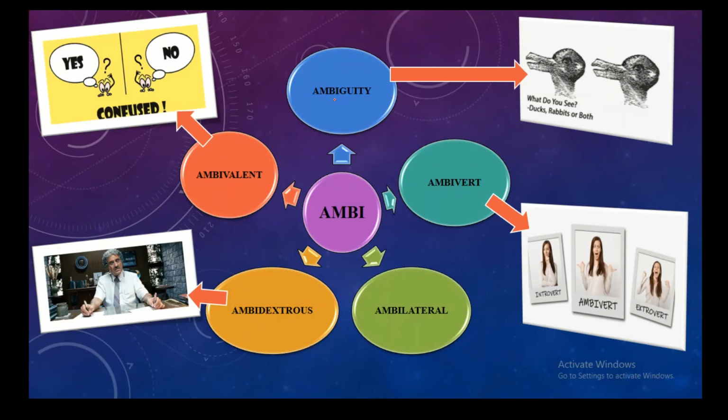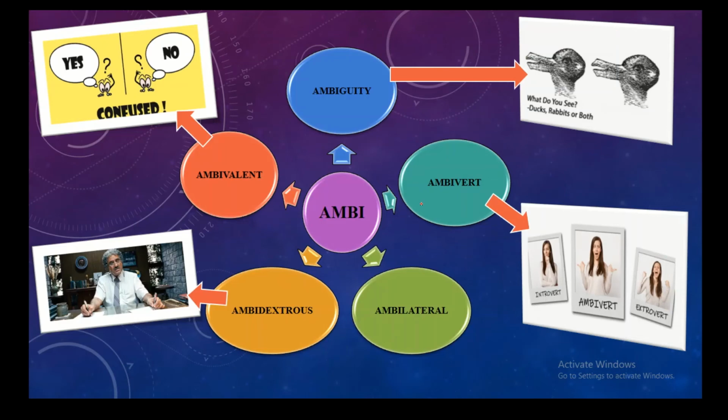First one is ambiguity. Ambiguity meaning the quality of being open to more than one interpretation or inexactness. That is the meaning. Okay, so see here this picture, this example you see. What do you see? Ducks, rabbits or both. So it's not clear. It's indefinite, isn't it? So this is the example of ambiguity.